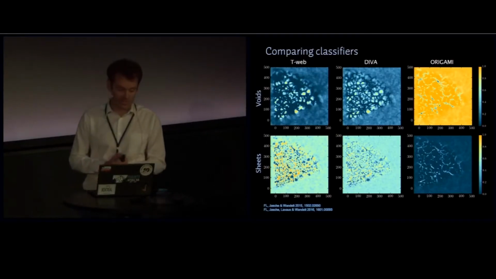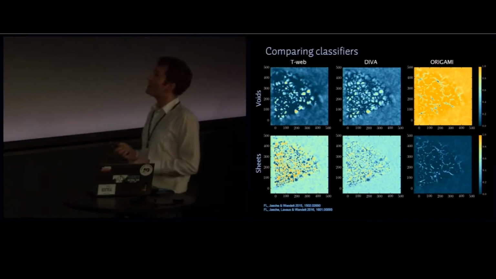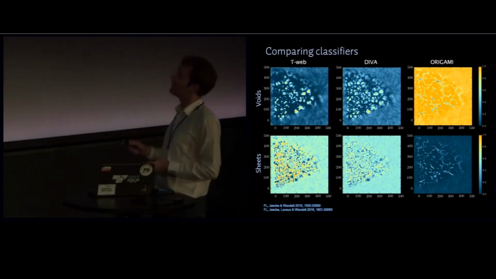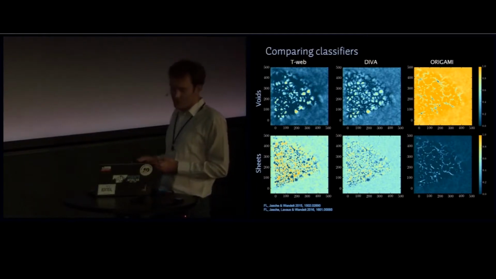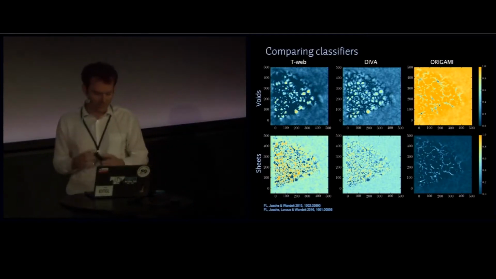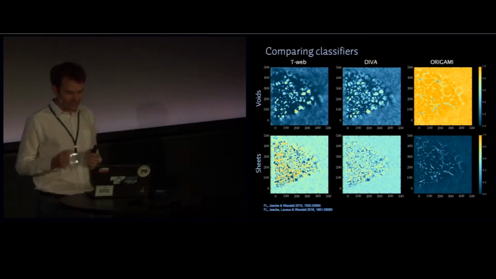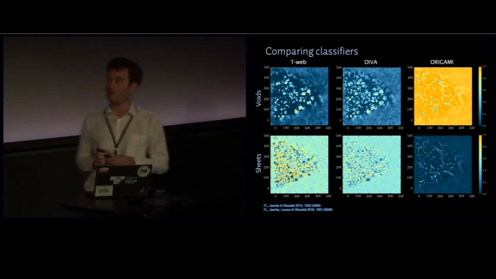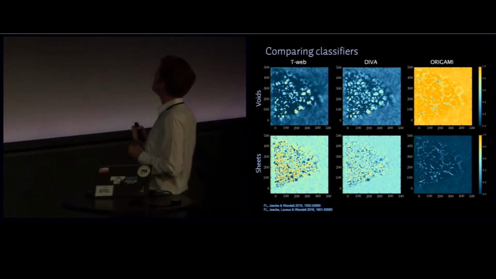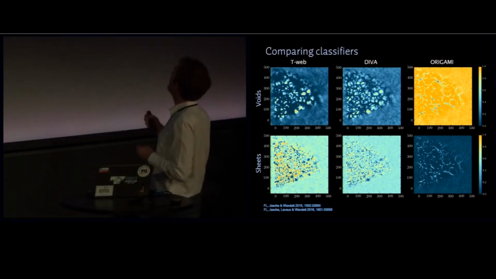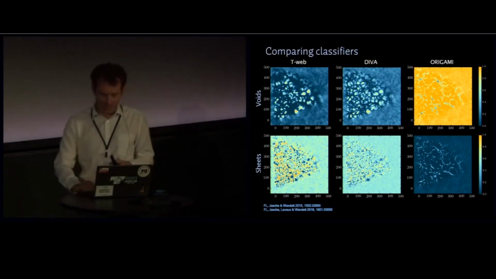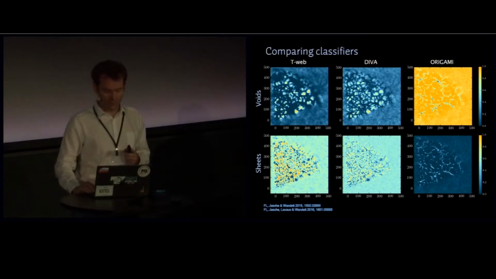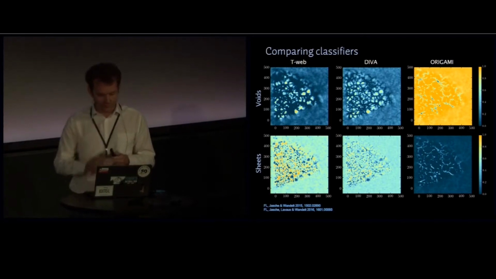So we can have a look at what these different algorithms give on reconstructions from the SDSS. I'm here showing the three different algorithms: T-web, DIVA, and ORIGAMI. You have here voids and sheets. Next slides are filaments and clusters. What you are looking at here is really probabilistic maps, in the sense that you are looking at the probability of detection of any of these structures at any given point. And the probabilities for all the different structures will sum up to 1, obviously, at any given point.